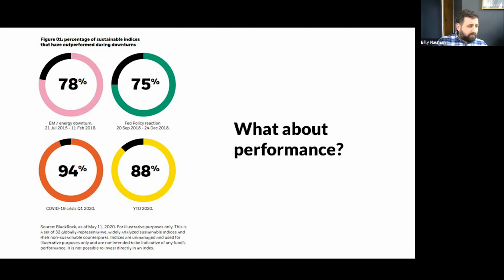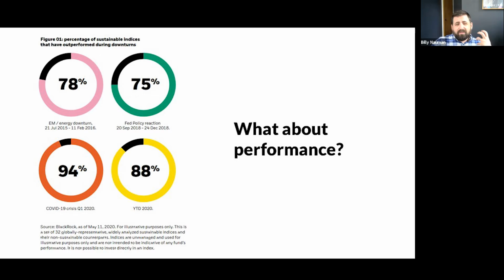So this came from a paper, and there are links at the back of this presentation, which I assume will be made available, so you can click through and see all the sources. What they found is that sustainable indices outperform during downturns. The downside protection has been there, through 2020, through the COVID crisis, through the taper tantrum, and then the emerging market downturn of 2015.